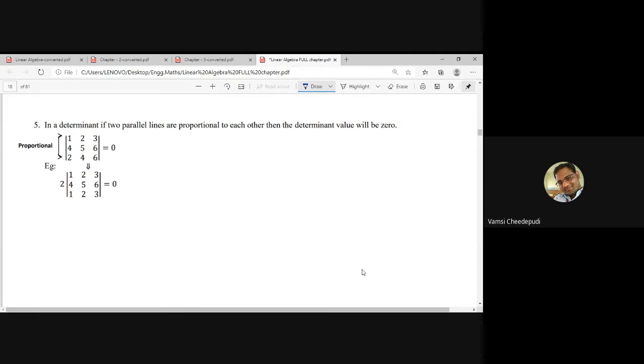Now, in a determinant, if two lines are proportional, sir, what is meant by proportional? Here, the first row is 1, 2, 3. 1, 2, 3 is proportional to 2, 4, 6. In this 2, 4, 6, if you take 2 common, then it is the same as 1, 2, 3. It is proportional. What I am trying to say, R1 is nothing but 2 times R3. They are proportional. It may be 2 times R3 or 1 by 2 of R3 or whatever you say. If they are proportional, then the determinant is equal to 0. It is valid not only for rows, it can be for columns also. That's why I used the word parallel lines.